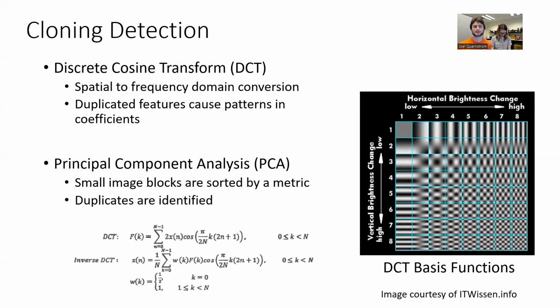Another way that they can detect this is the principal component analysis. So with PCA, the image is broken into small blocks, and these are sorted. And if the blocks are sorted to be close to each other, that means they have the same characteristics, and that can identify duplicate blocks. And that will show that there's 2 different places in the image that have the exact same pixel structure. And that would be forgery.